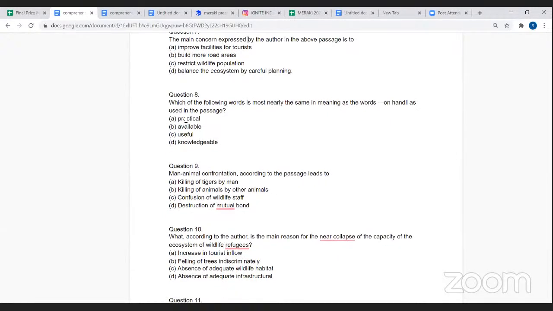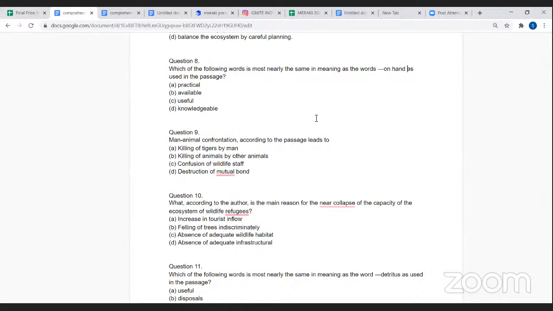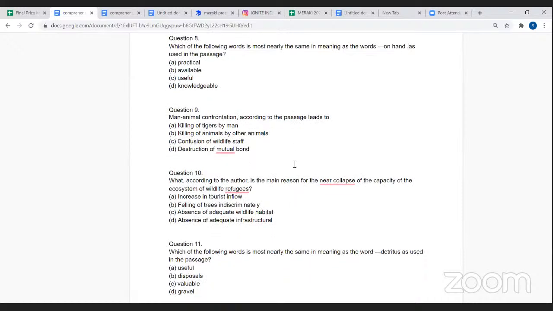Question 8. Which of the following words is most nearly the same in meaning as the words on hand? Available. That's correct. Any other, like, no doubt about that, no? On hand is correct. Question 9. Man animal confrontation, according to the passage, leads to. Option A. B. Option D. Destruction of mutual bond.